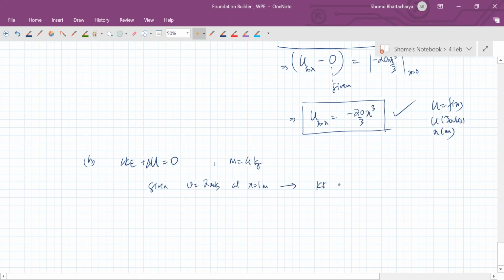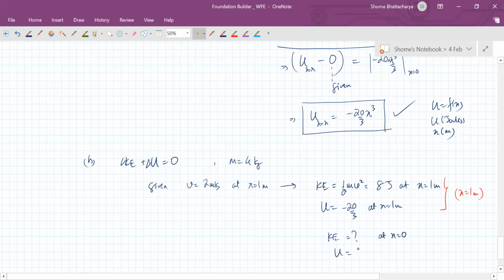So that means the kinetic energy is how much? It is 8 joules at x equal to 1 meter. And the potential energy formula we just saw: potential energy is minus 20 by 3 at x equal to 1 meter. So these are the values of kinetic energy and potential energy at x equal to 1 meter. Now we want to find the kinetic energy at x equal to 0, where we know the potential energy at x equal to 0 is 0.